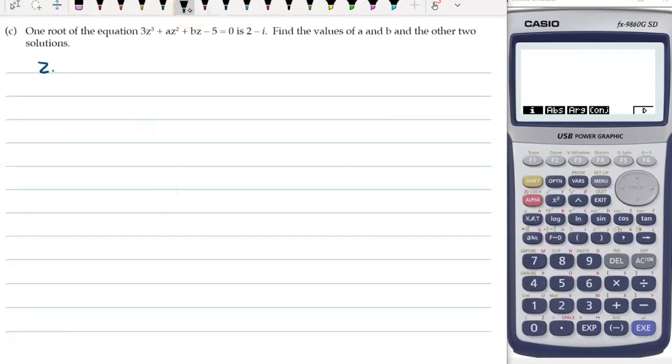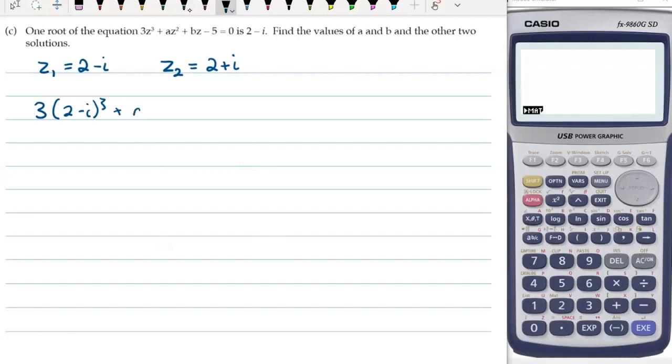For part C, we're told that one of the roots is 2 minus i. Now, if you're given a complex root, you can straight away write down that its conjugate is also a root. So 2 plus i is also a root. We need to work out the A and B in there. Now, if it's a root, it means we can put it into the equation and it will make it true. So 3 times 2 minus i cubed plus A times 2 minus i squared, plus B times 2 minus i, minus 5 will equal 0.